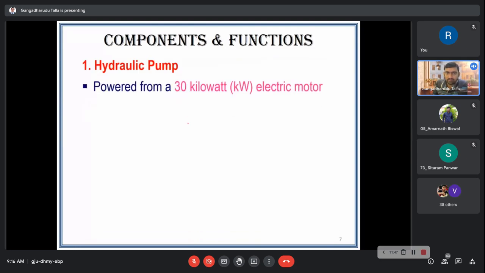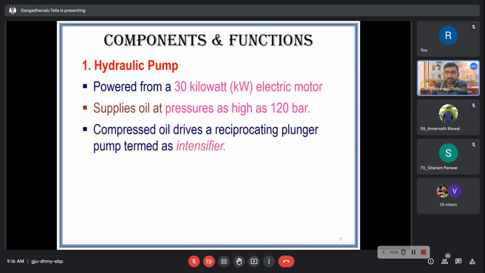Hydraulic pump: whatever equipment we have seen, these are the functions. You can use one electric motor with power in the range of 30 kilowatt, very high power. It supplies oil at a pressure of 120 bar. We have seen these slides in the previous class. I'm just going a little bit quick.